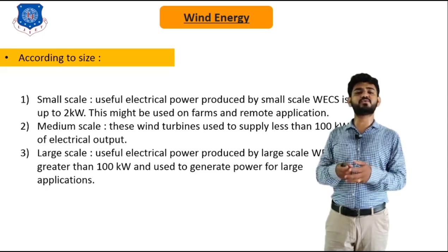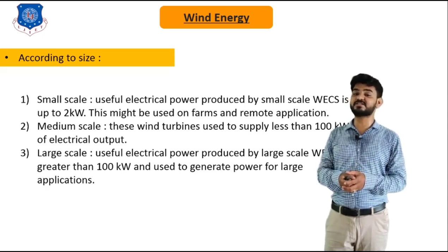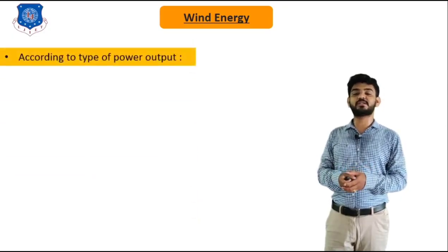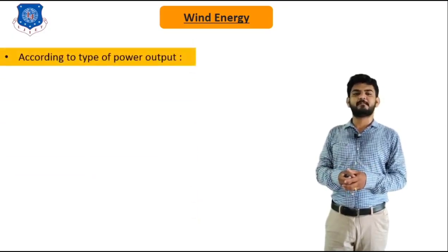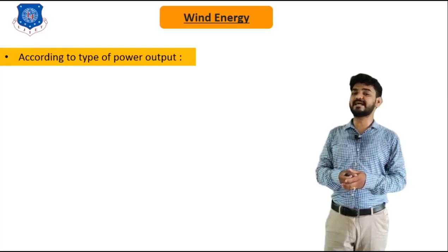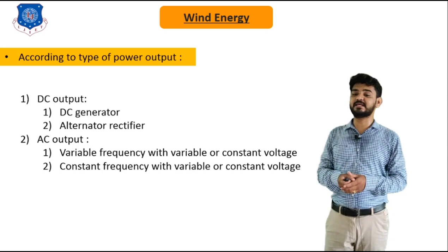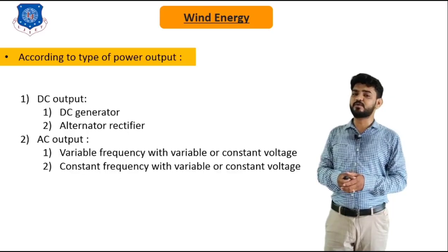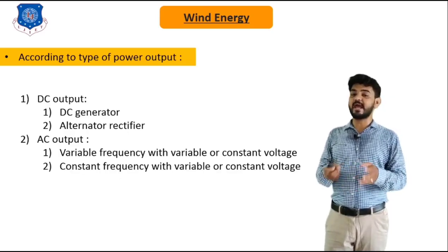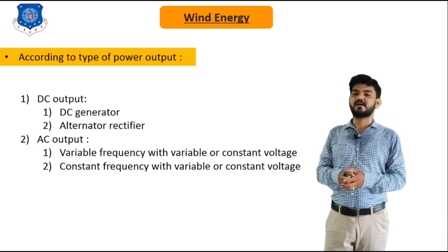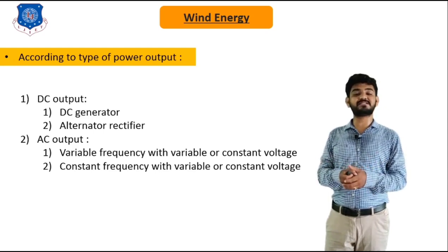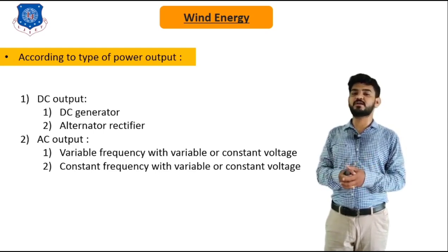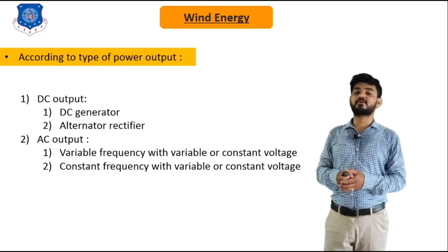Now let's move to the next classification of wind energy conversion, and that is based on the type of power output. Wind energy conversion system basically has two types of power output. One is the DC output and another one is the AC output. In a DC output, there are DC generators and alternators. In AC output, we have two subcategories: variable frequency with variable or constant voltage, and second is constant frequency with variable or constant voltage.